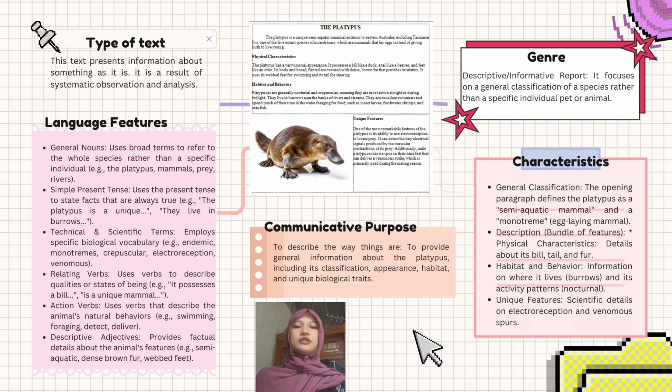Now, let's look at the language feature branch. The text is usually in simple present tense because it explains the facts the way they are. It also uses technical and scientific terms like electroception and monotreme. These words make the text sound academic and formal. Another feature is general nouns because it talks about the platypus in general, not about a specific animal. Overall, the mind map shows the report text is objective, factual, and knowledge based.